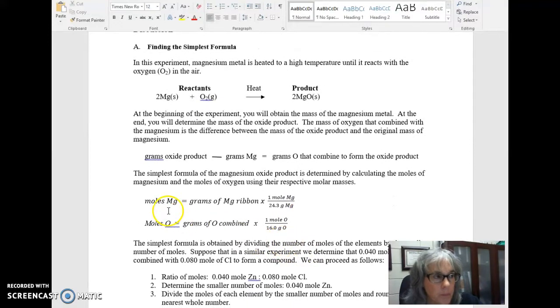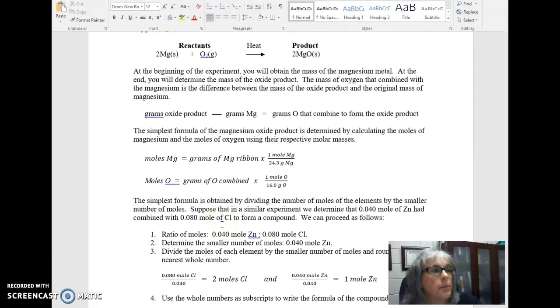So the moles of magnesium are going to be equal to the grams of magnesium divided by the molar mass of magnesium, which is 24.3. And the moles of oxygen will be determined by taking the grams of oxygen and dividing by 16. So the simplest formula will be obtained by dividing the number of moles of the elements by the smaller number of moles. Okay, so this is just kind of like a math trick.